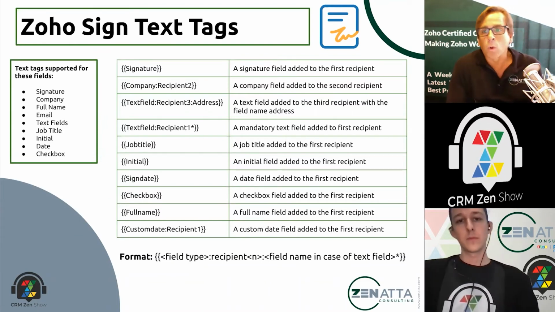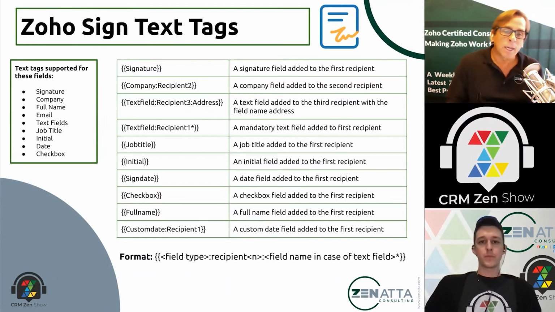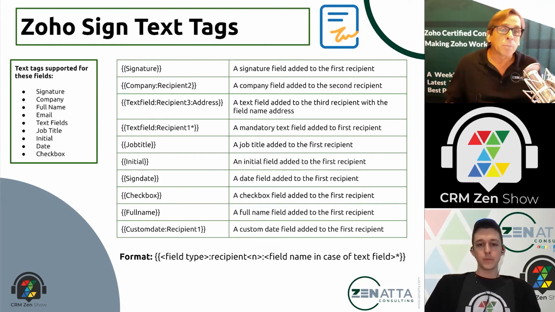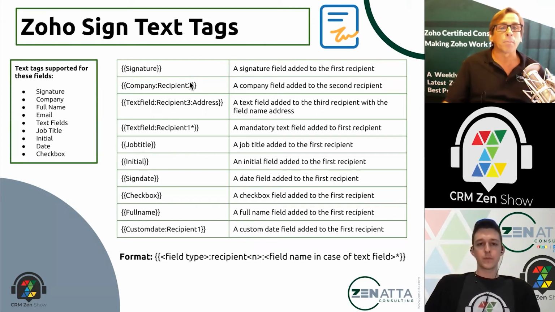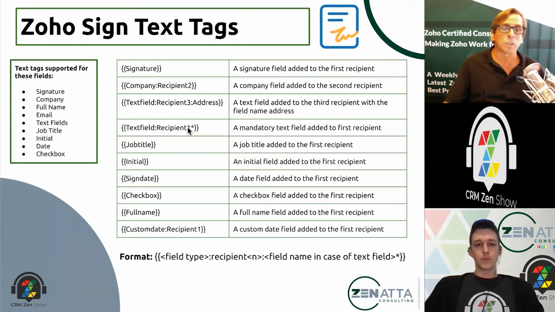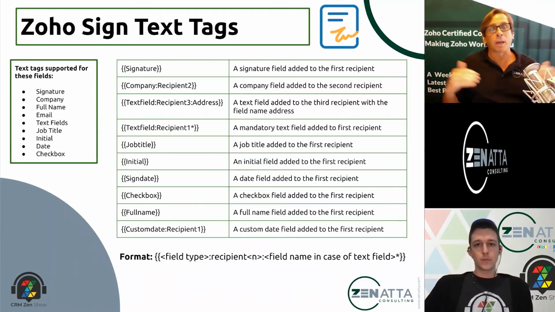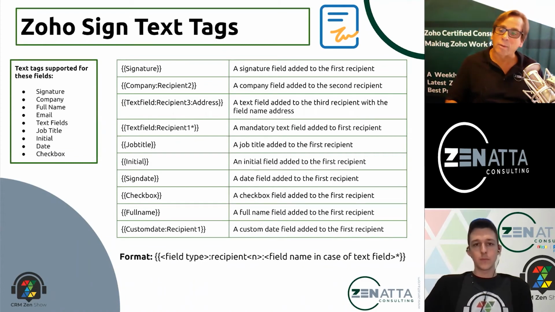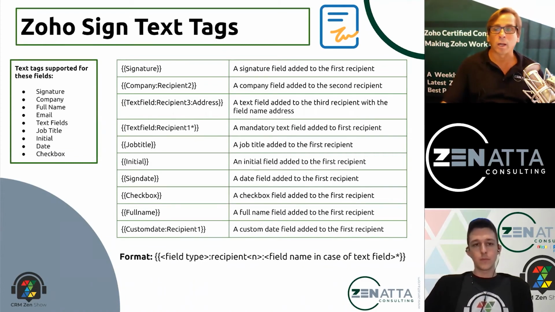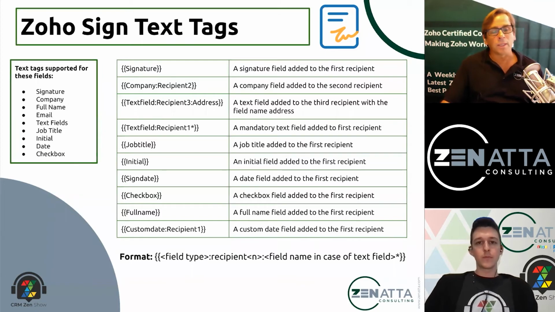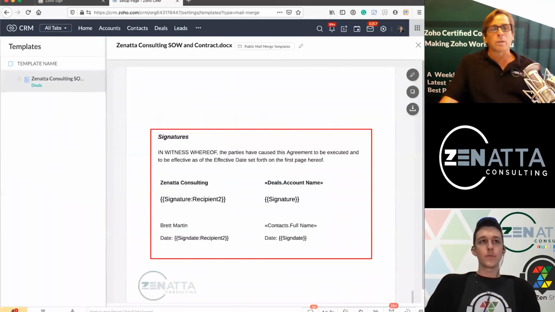And the formatting on it basically is the field type, and what the recipient number is. So you might see on this one, it's company recipient 2. You could have recipient 1. Maybe you've got the same field. You've got 8 people that need to sign a document. So you would have 8 different signature fields as well. So you can go ahead and put all of these in. And then when you do, your document would look like this.